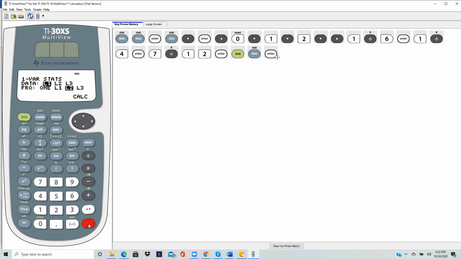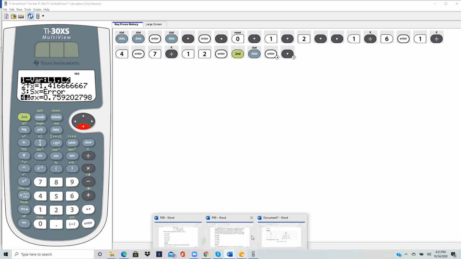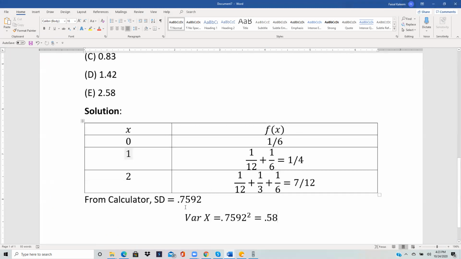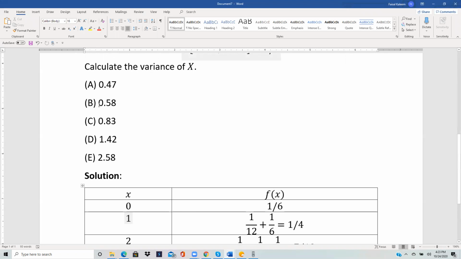Enter and hit calculation. And if we need variance, it doesn't have variance. It has the standard deviation. So that's 0.7592. So we make a note of it. Standard deviation is 0.7592. So variance will be the square of the standard deviation, and that ends up being 0.58, which is choice B.